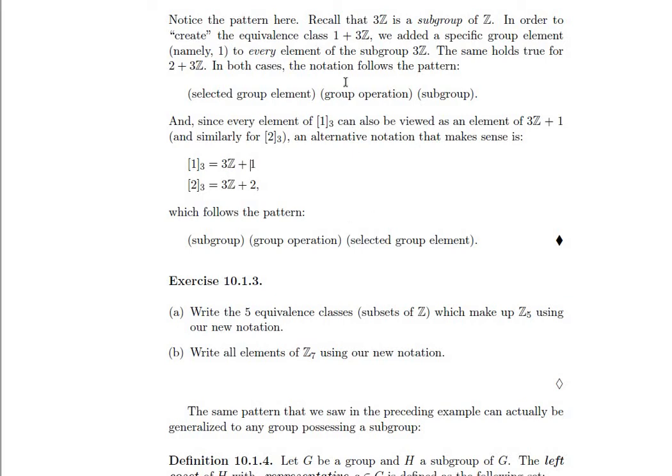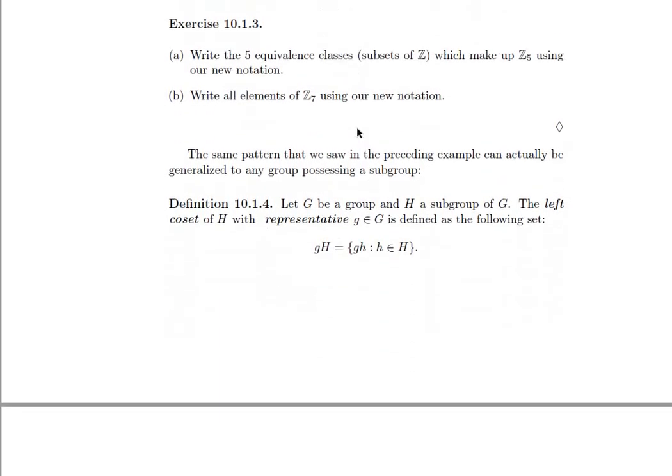We can also define cosets for groups that are not additive. In that case, we write cosets in this way. So here we go through the definition. Let G be a group and H a subgroup. The left coset of H with representative g, where g is an element of big G, is defined as the following set. It's written as gH, and what that means is take all possible products of that element little g with every element little h in the subgroup big H.